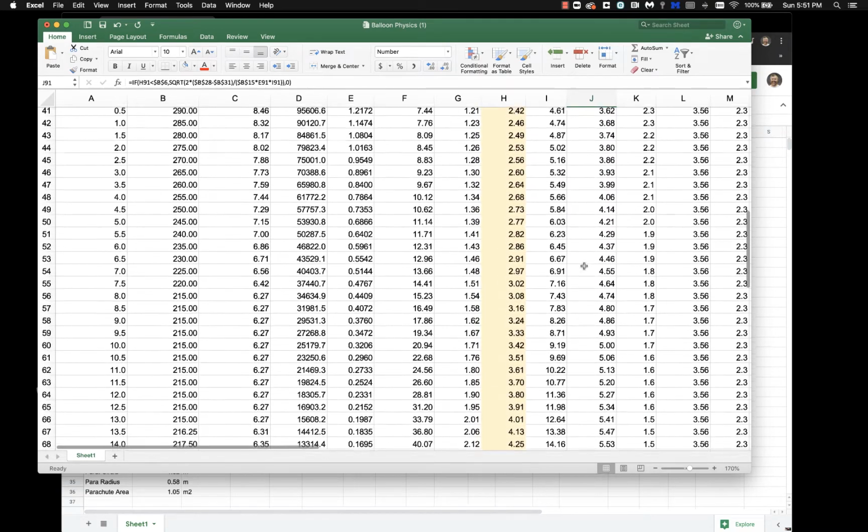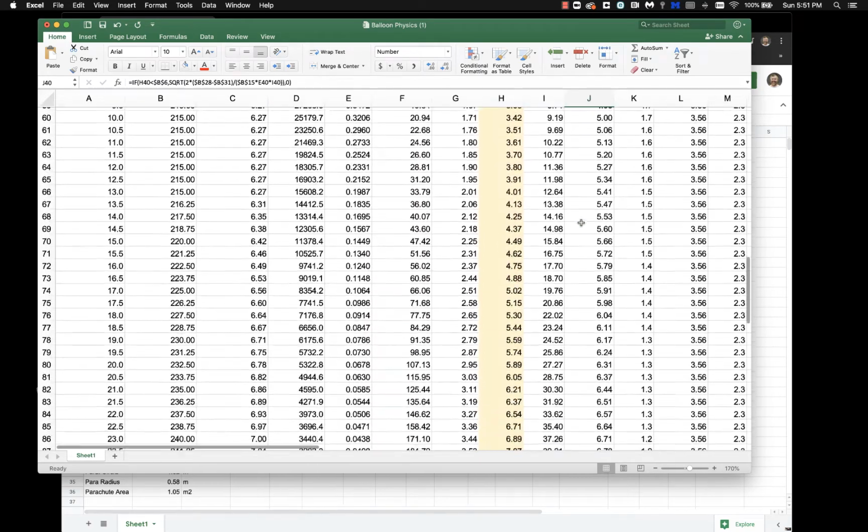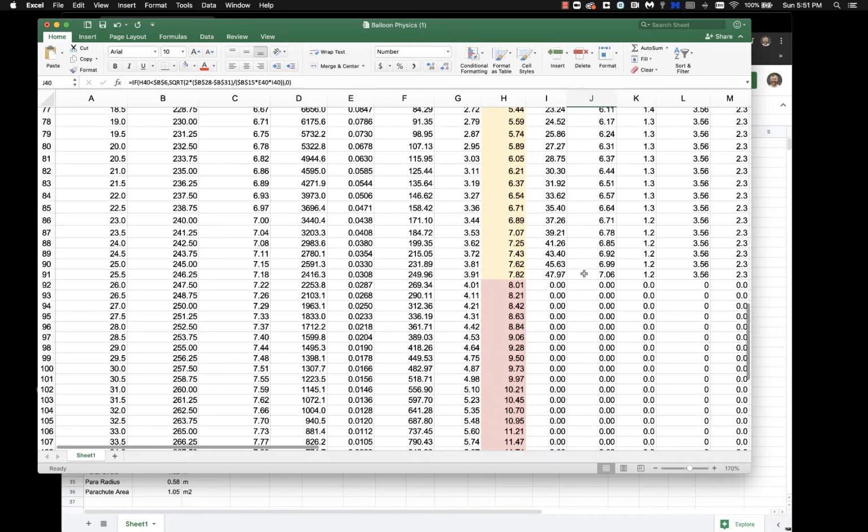All right. Now, what I have found, though, in actual balloon launches is that this actually doesn't necessarily increase.